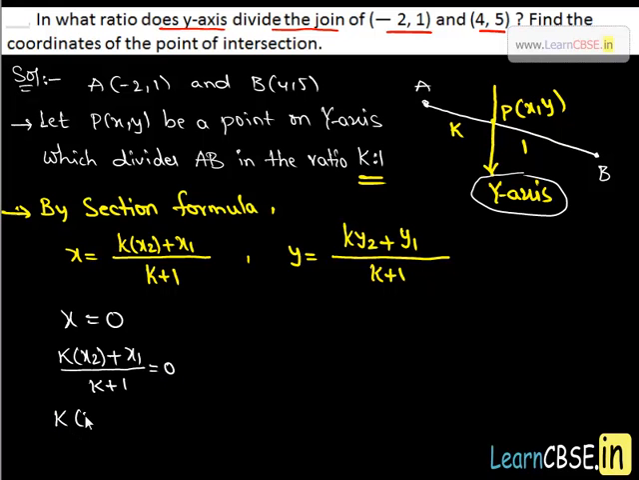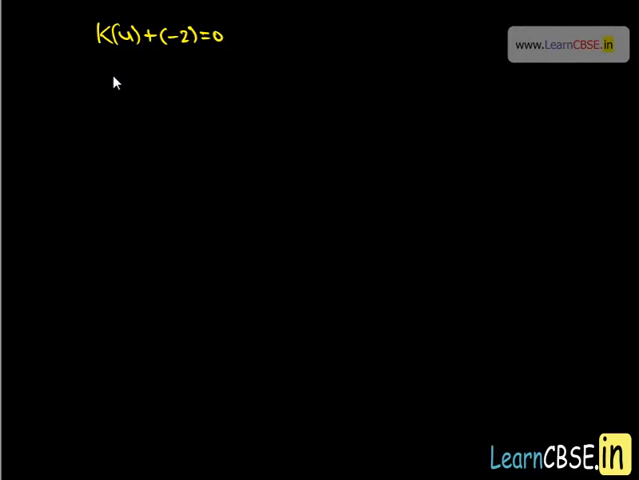That implies kx2 plus x1 is equal to 0. Let us substitute the value of x1 and x2. Here x1 is -2 and x2 is 4. Therefore, k into 4 plus of -2 is equal to 0. By simplifying, we get k times 4 is equal to 2. By dividing both sides with 4, we get the value of k is 1/2. So the required ratio is 1/2.